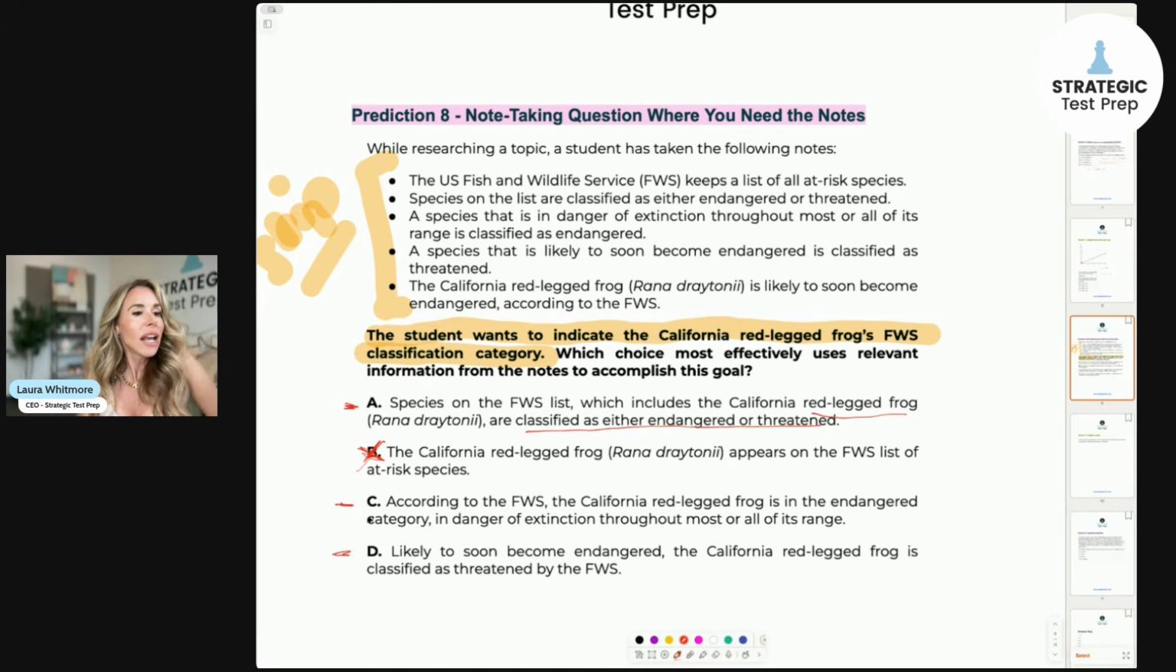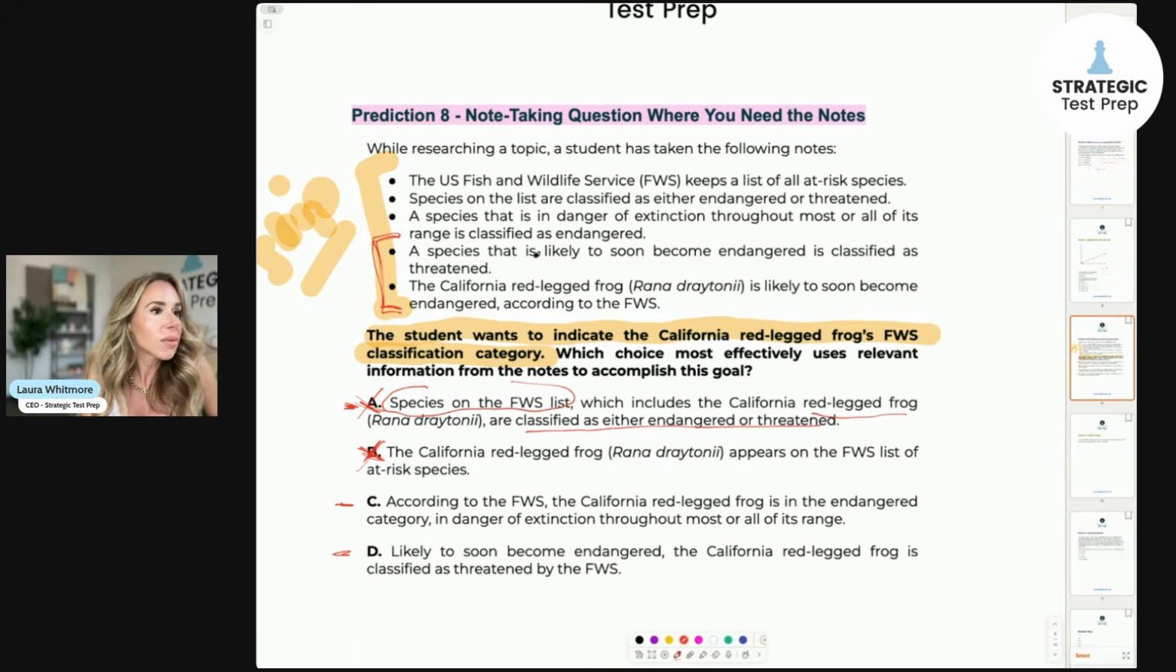Now, I think we could cross off A, actually, because they're just talking generally about species on the FWS list and that they're classified as that or that. And we really want specific to the red-legged frog. But regardless, we've got 2 answer choices that tell us what the classification is, and they're different. So when you need a tiebreaker, that's when you go to the bullet points and you read the notes. My recommendation is to look at the last 2 bullet points. That's usually the key that unlocks the information you need to answer the question.